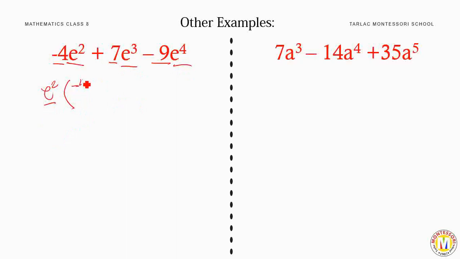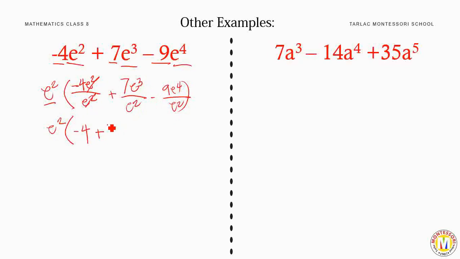So the same process, we will divide all of the terms by the common factor given. e squared minus 9e raised to 4, divided by e squared. So simplifying this, we'll have cancel. This would be negative 4 plus this would be 7e, since 3 minus 2 would be 1, and we don't usually write 1 as an exponent, minus 9e squared. So this will be your final answer.